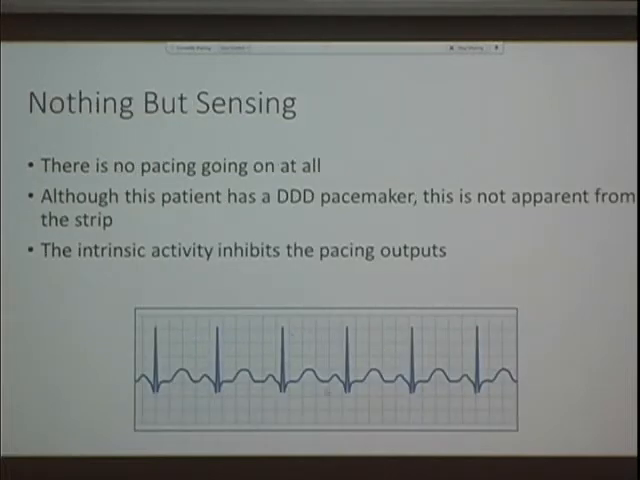So this patient is not pacing but still has a DDD pacemaker because the intrinsic heart rate is higher than the lower rate of the pacemaker. If the lower rate was 80, you would see pacing spikes. If the lower rate is 60 and this patient is going at 65 or 70, it will not be pacing.